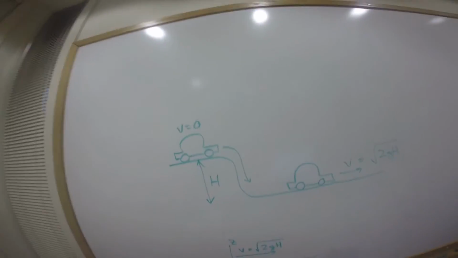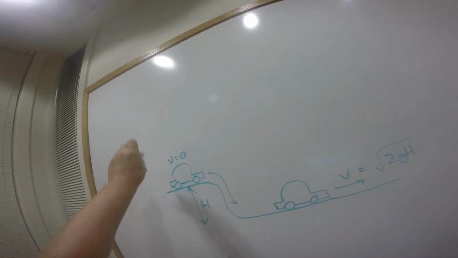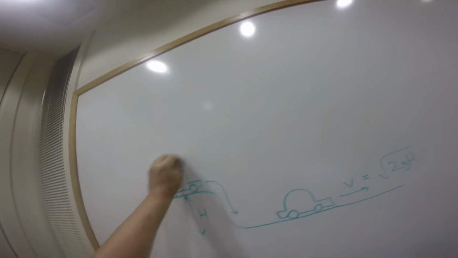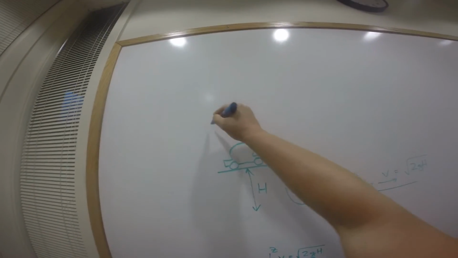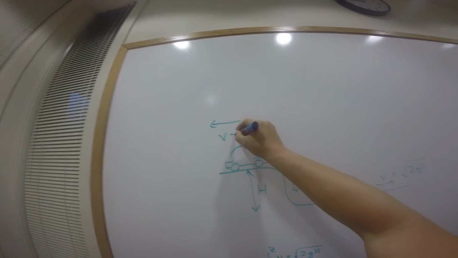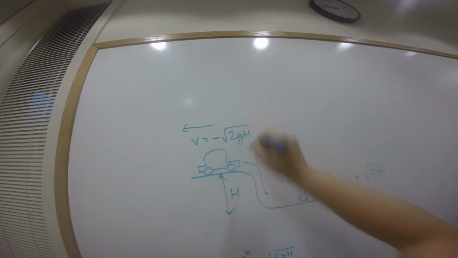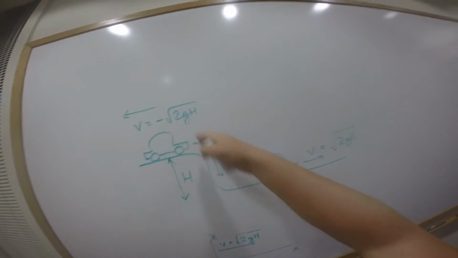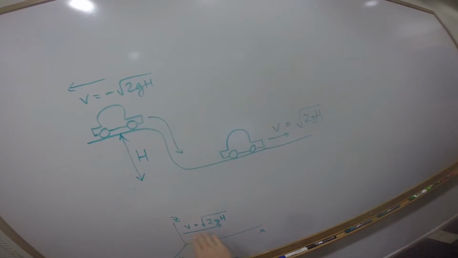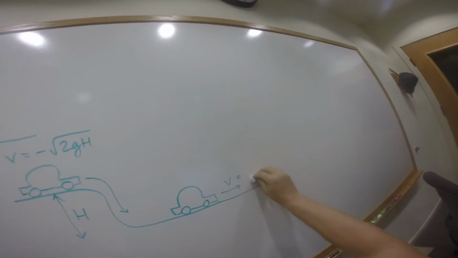Now, in the moving system of reference, the velocity of the car before it rolled down is actually directed to the left, so the velocity will be equal to minus square root of 2gh, right? And after the car rolled down the hill, because the system of reference is moving with the same speed as the car, the velocity will be 0.